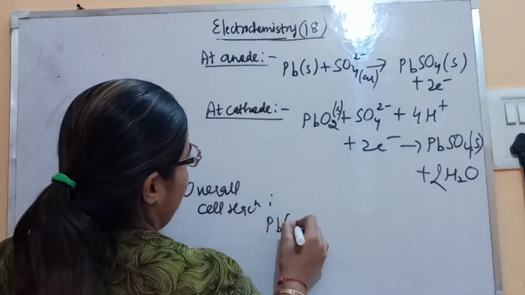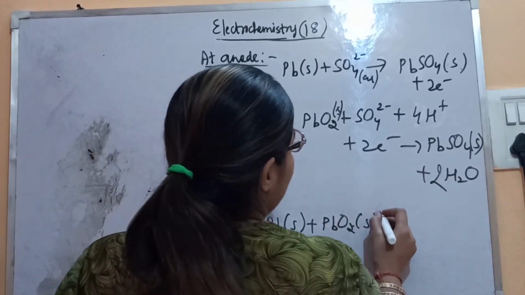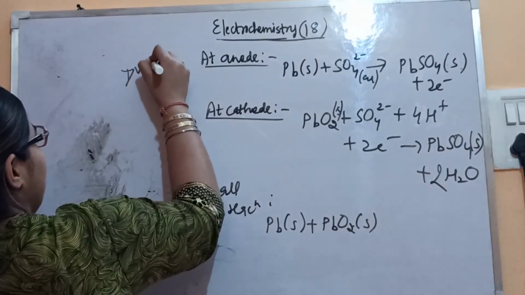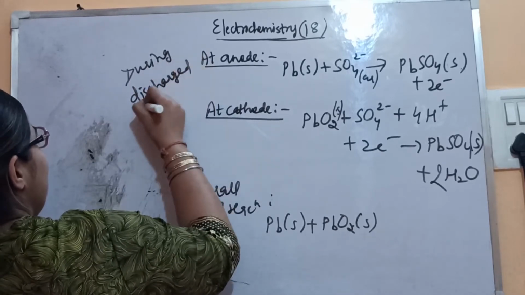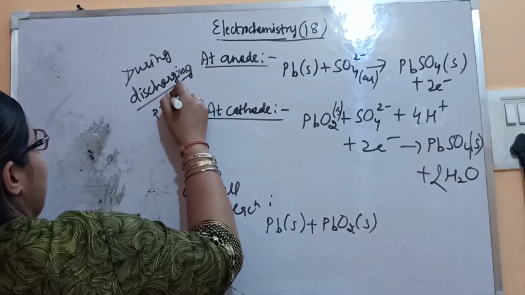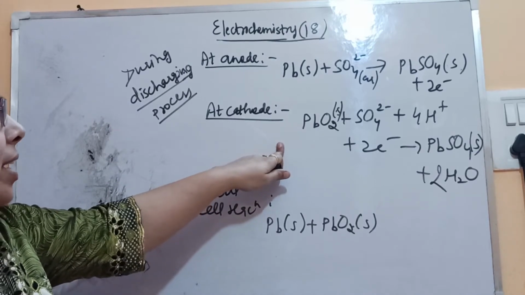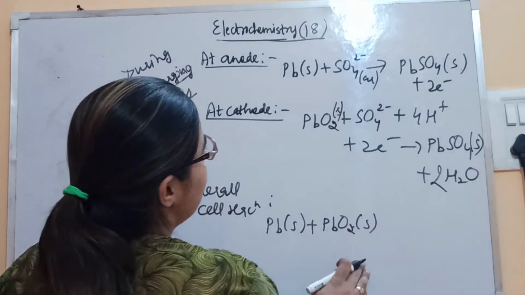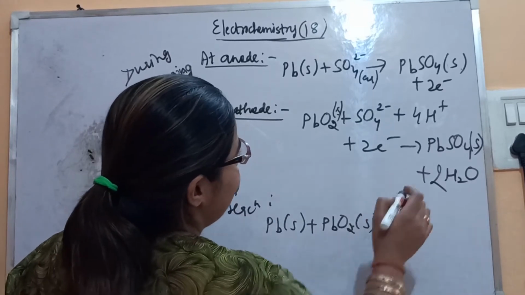Now let's see the overall reaction. So lead reacts with lead dioxide to give solid lead sulfate. As you can see, these are the reactions during discharging, when the cell is getting used up, when it is in use. See how the electrolyte is getting used: sulfuric acid is consumed during the discharging process.